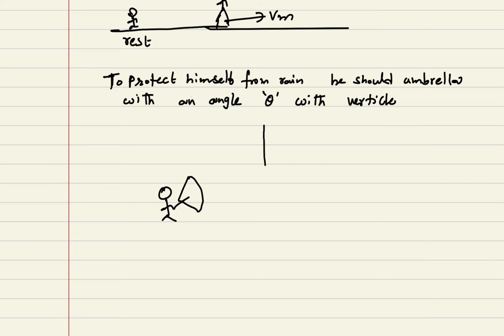He has to hold the umbrella like this, and the rain is falling vertically downward. This is the velocity of rain. The man is moving like this, that is the velocity of the man. You should hold the umbrella like this, along the velocity of rain with respect to the man.